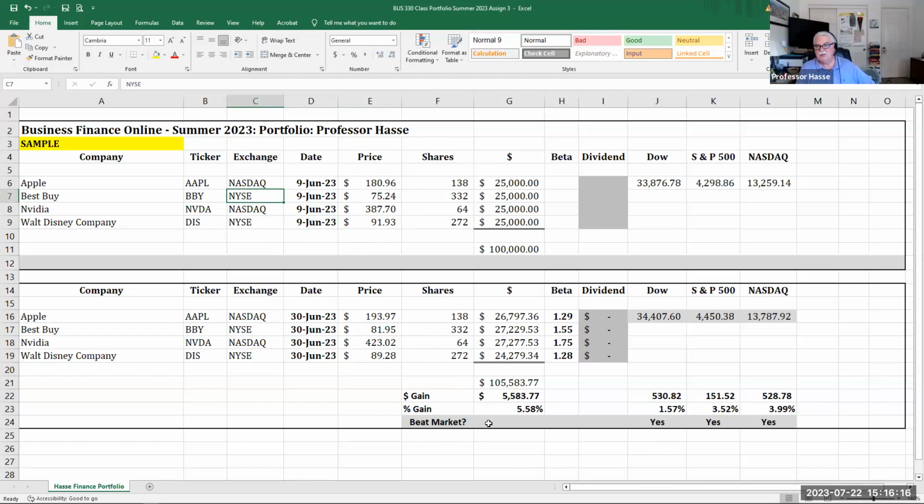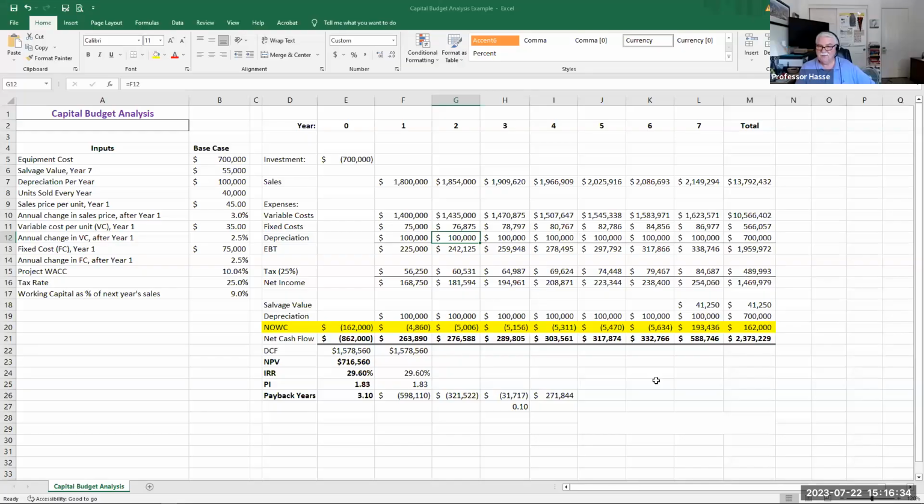So a couple things you're going to look at to help you with assignment 4 and the final. You're going to look for this portfolio, and you're also going to look for this sample that I did today in this review session. That should help you do the work for assignment 4.